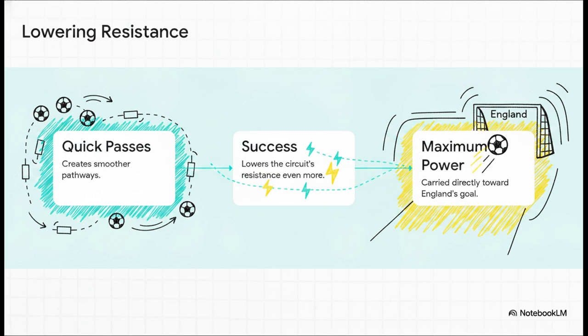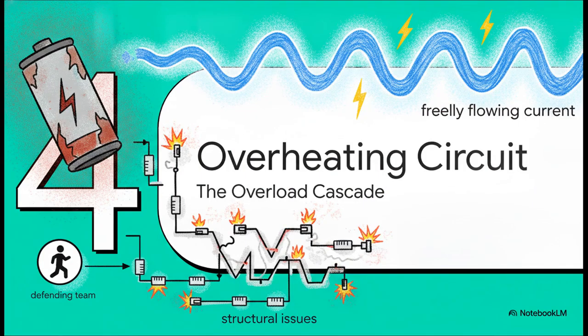Think of it as ripping resistors right off a circuit board. Every quick pass smoothed the pathway. Every successful completion dropped the resistance even further. The result? A perfectly optimized pathway allowing Argentina's attack to carry maximum power directly toward England's goal, with absolutely nothing to slow it down. Moving on to Section 4, overheating under heavy load, the overload cascade.